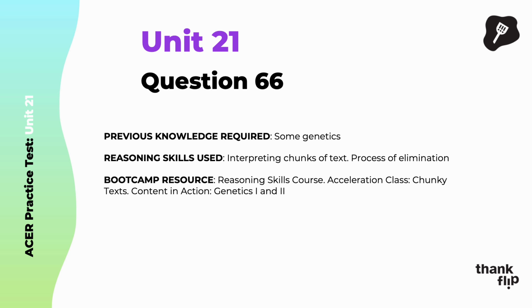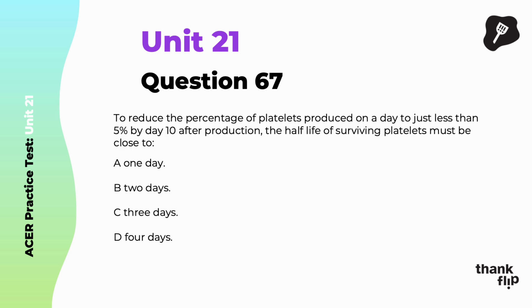So the way that we kind of made a little diagram for ourselves, that is really useful. And the process of elimination. So the bootcamp resources that can help with this are the reasoning skills course, the acceleration class, chunky text, and the content in action on genetics 1 and 2 if you just want to brush up on genetics.